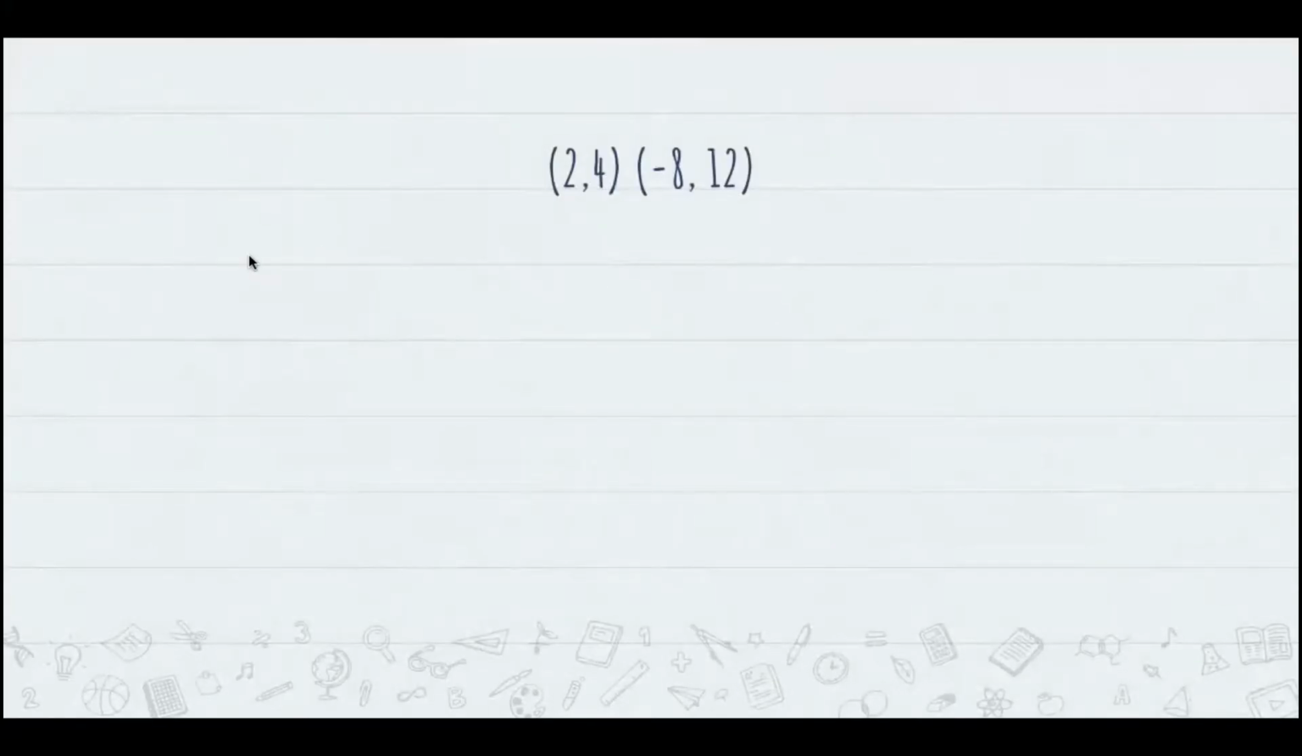So this is the first example I'll be doing. Here we have two coordinate points. This is our x1, this is our y1, our x2, and our y2. First, we have to find our slope. So how we do that is we have m equals y2 minus y1, so our y2 is 12, and minus y1 is our 4, all over x2, which is negative 8, take away our x1, which is 2.